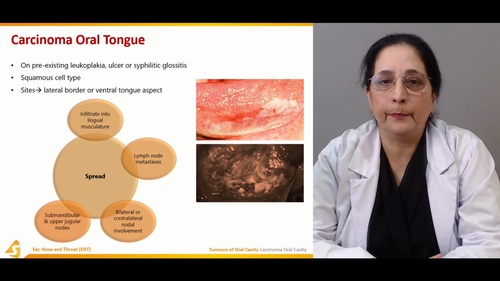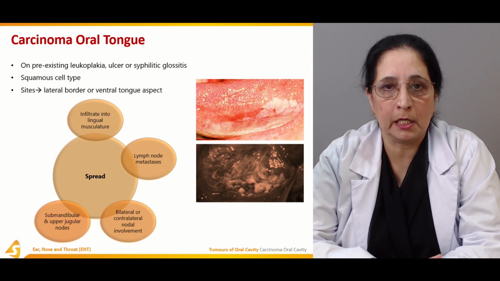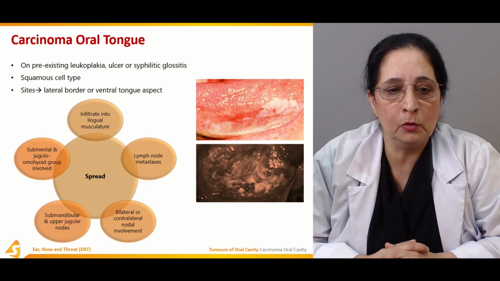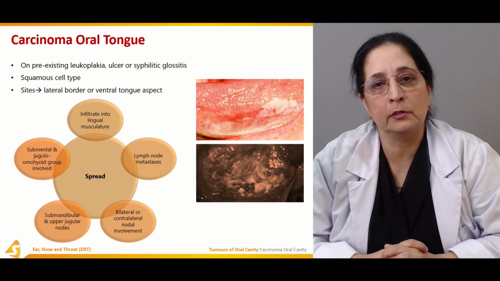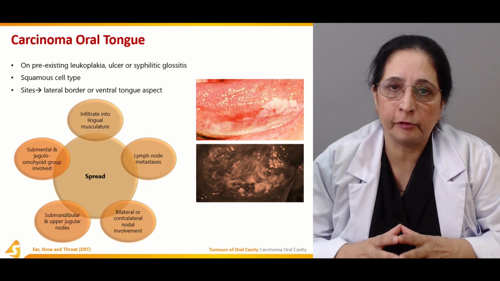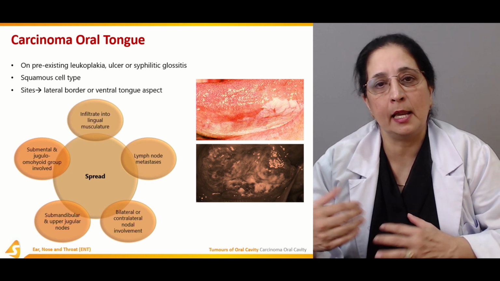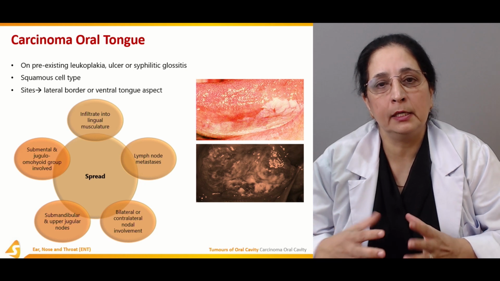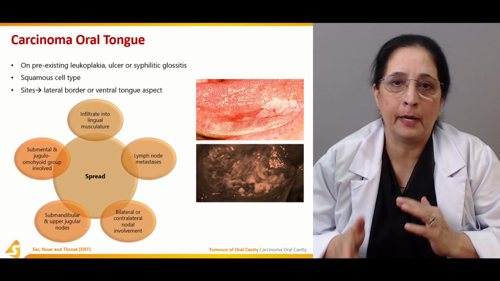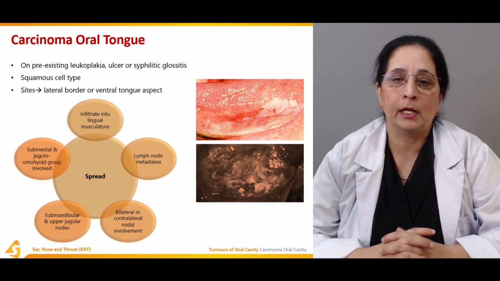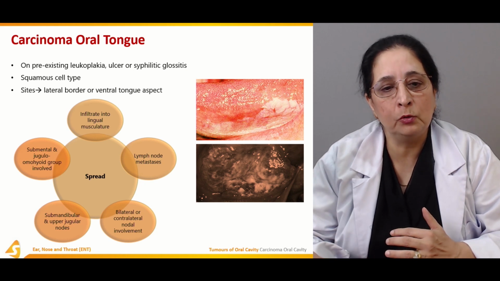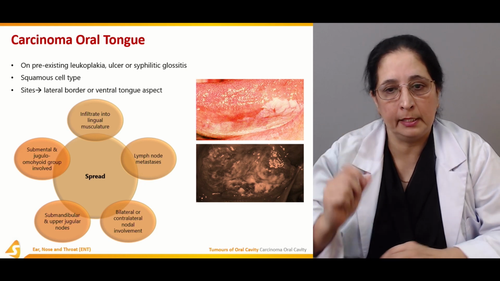Submandibular and upper jugular lymph nodes are commonly affected. Submental and jugulo-omohyoid group is also involved. So the spread is through the infiltration into the deep structure and then through the spread to the regional lymph nodes, which can be bilateral or contralateral. Submental, submandibular and the jugular lymph nodes are commonly affected.